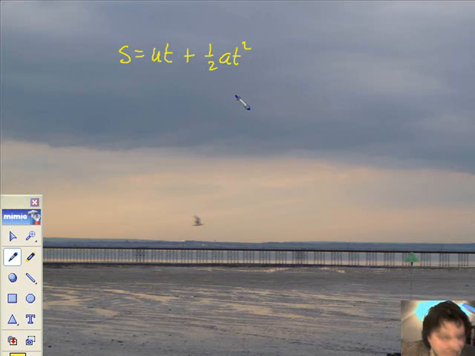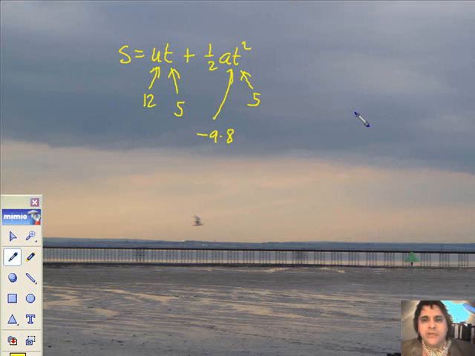Right, find s when u equals 12. So I'm going to substitute u equals 12 in there. I'm going to substitute t equals 5 seconds, and that t is also 5 because it's the same t, and a, the acceleration, is minus 9.8. Now, plenty of opportunities to get this wrong. There's so many fiddly numbers, halves, squares and minuses as well. And let's find s when we can.